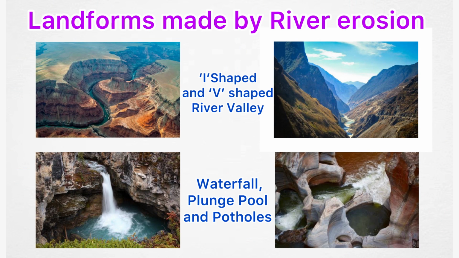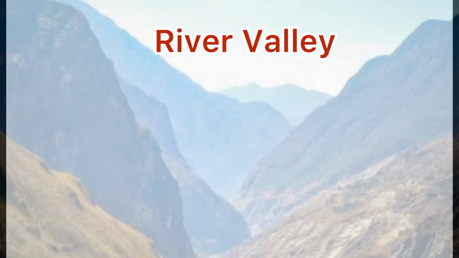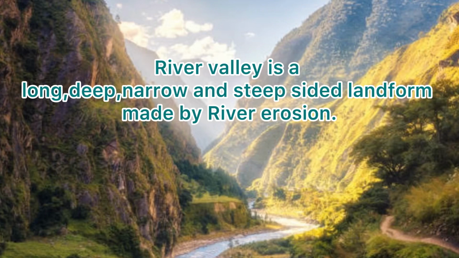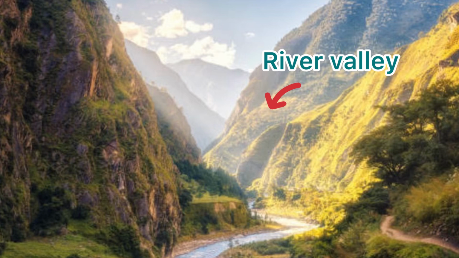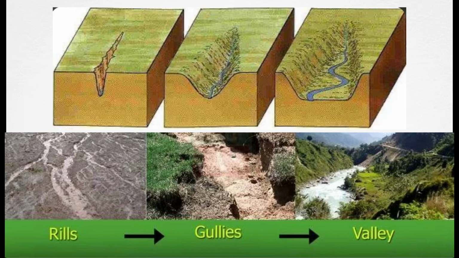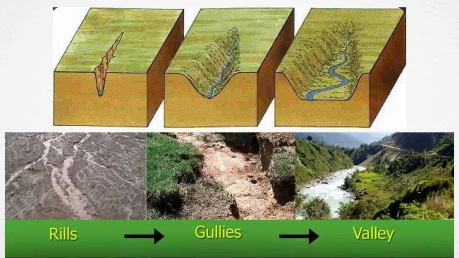Due to river erosion, many landforms are formed in the upper and middle course of the river. In this video, we will know in details about them. Let's know about river valley. River valley is nothing but a long, deep, narrow and steep-sided land area formed due to the erosion of river. Generally, river valleys are formed in the upper course of the river. River valley formation starts as a small and narrow rill.